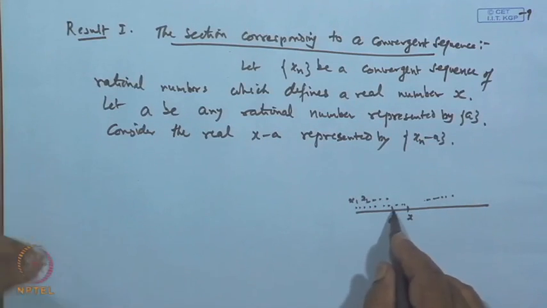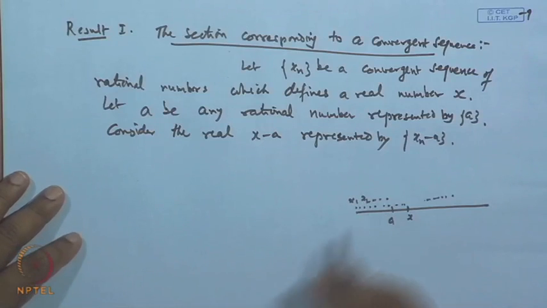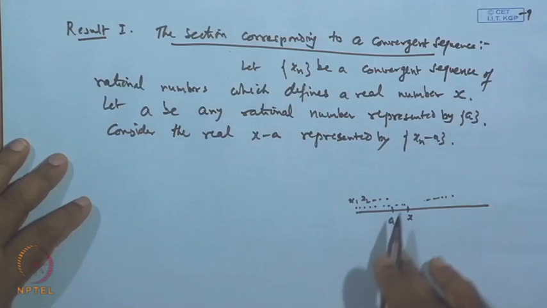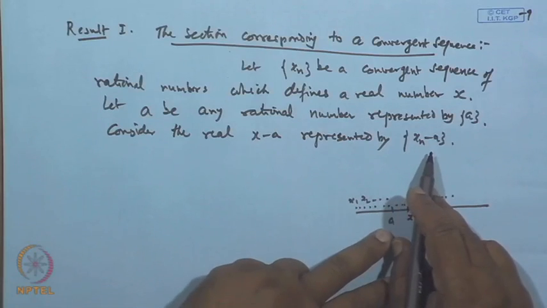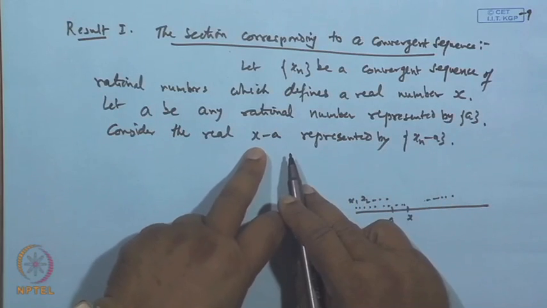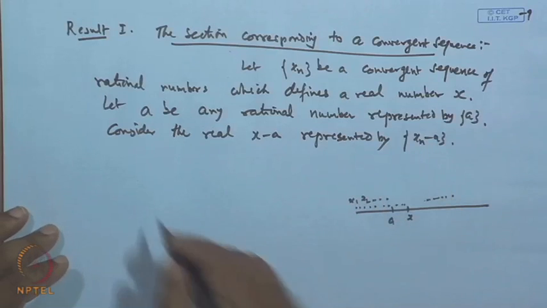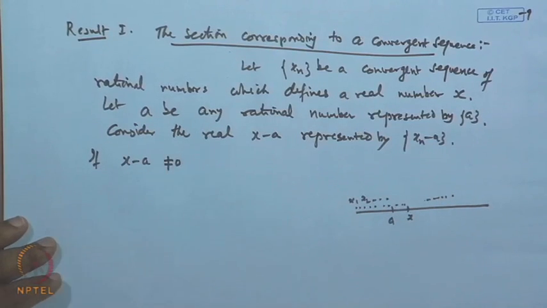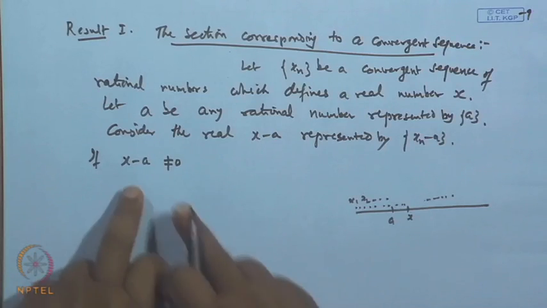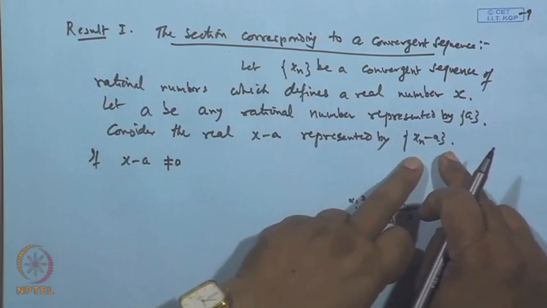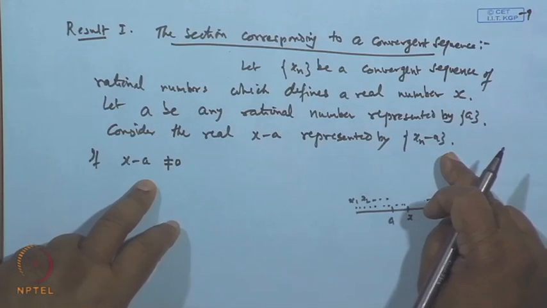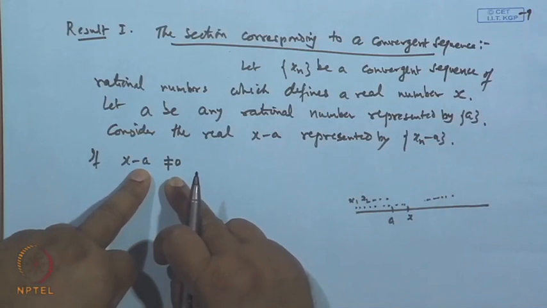A is a number which is the a itself. So, we do not care for it, we do not bother about much. Then x n minus a, this is a very important thing, represented by x minus a. Now, let us see. If x minus a is different from 0, since x minus a is represented by x n minus a, which is different from 0. So, what does it mean?